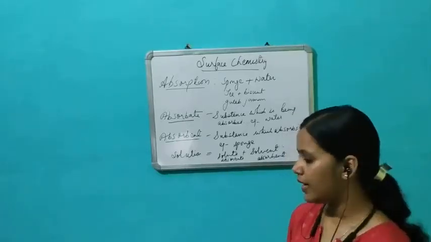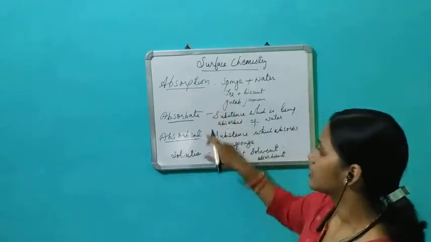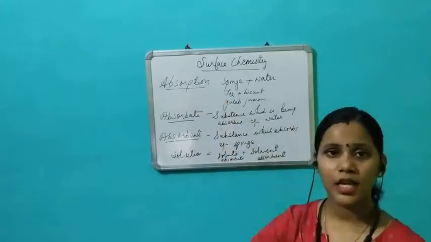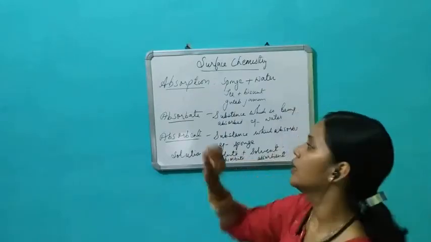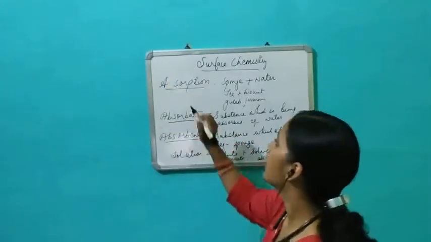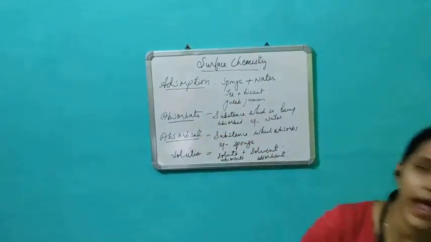Okay? Now let us discuss what is adsorption. This is clear? You can note it down or you can take a screenshot. So next we will discuss what is adsorption. Simply removing the B and adding a D, so this becomes adsorption. Okay, so let us discuss what is adsorption.